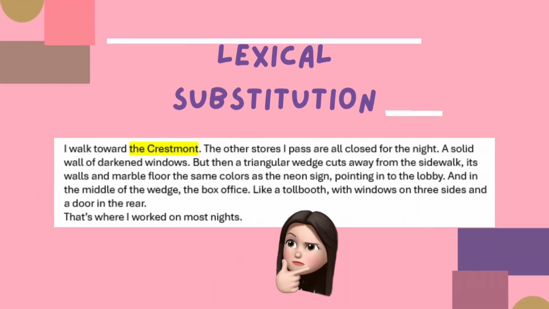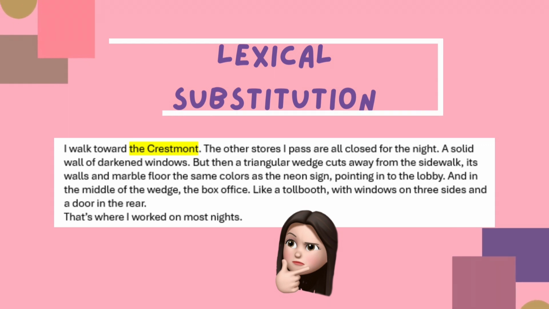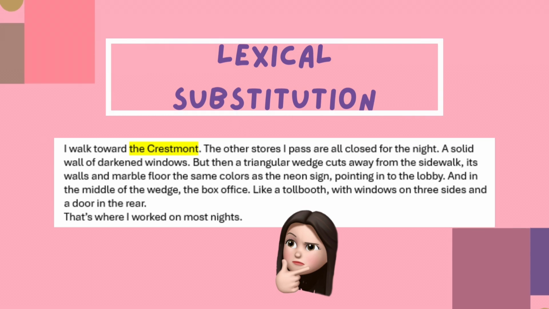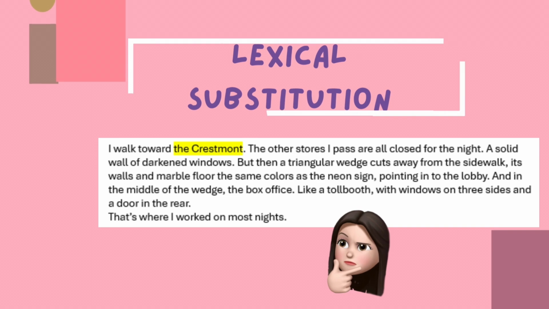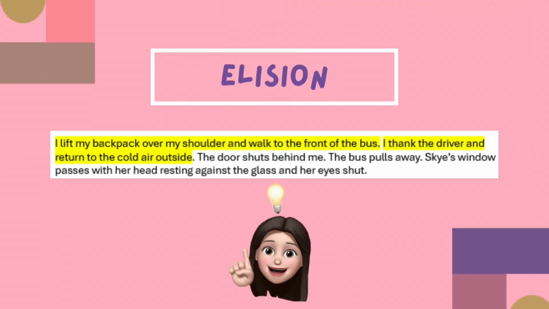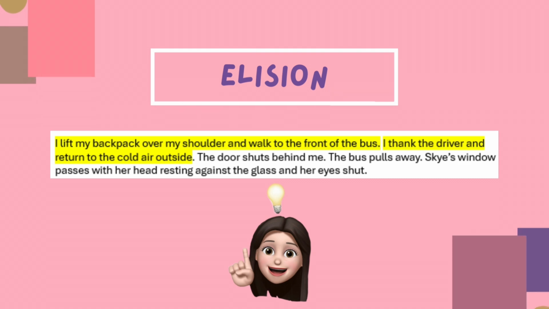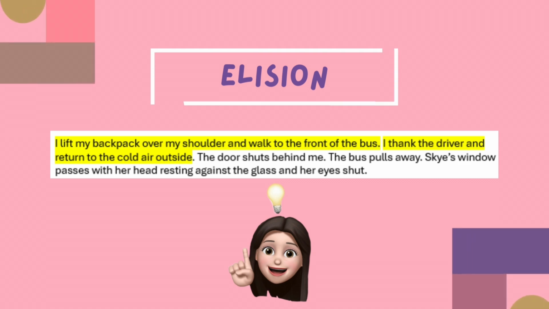The lexical substitution is in charge of a substitution of one element for another. Those elements can be synonyms, hypernyms, and hyponyms. In this example, the hypernym Cresmont is then mentioned as hyponyms such as his walls, his neon lights, etc. The elision is the omission of the subject in compound sentences. Here are 2 examples in the same paragraph of elision.